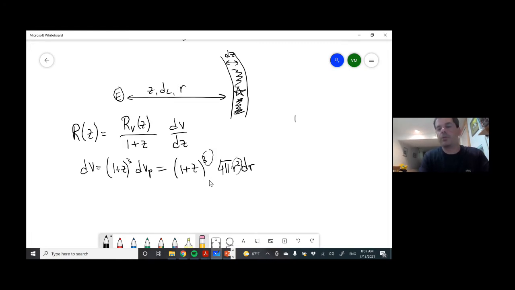So we'll use the fact that 1 plus z times r is the luminosity distance. Okay, so this is the distance you would use when you're calculating the flux, for example, as we did earlier on. So this ends up being 1 plus z times 4 pi dL squared times dr.